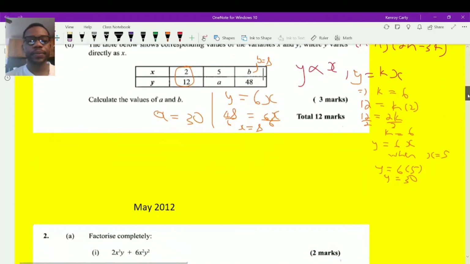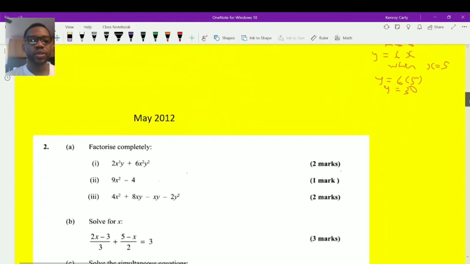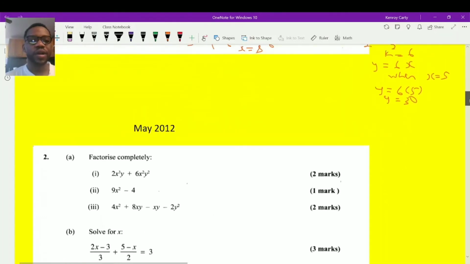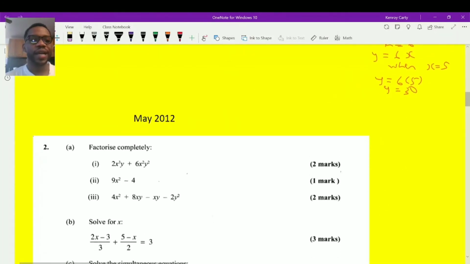Now, going down to May 2012, I can start it from the top so I can get more space, right? So I'm going to start it from the top. Let me just simply take out the side right here, so I can start it from the top, and I'm going to go 2a, and this is part 1. 2a part 1. Once again, we have a factorization question.